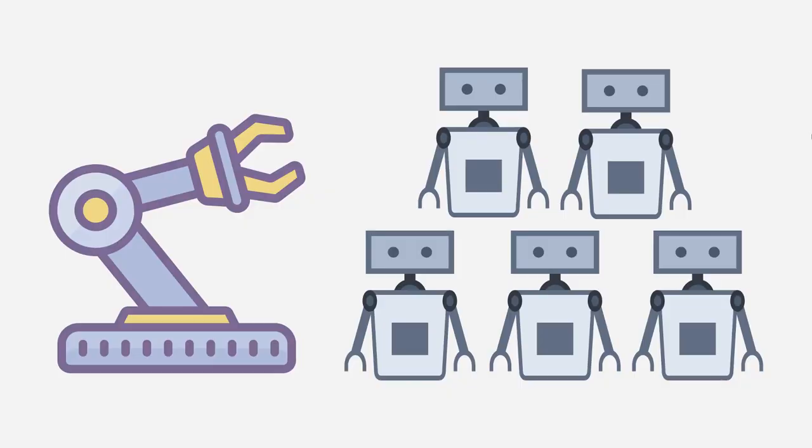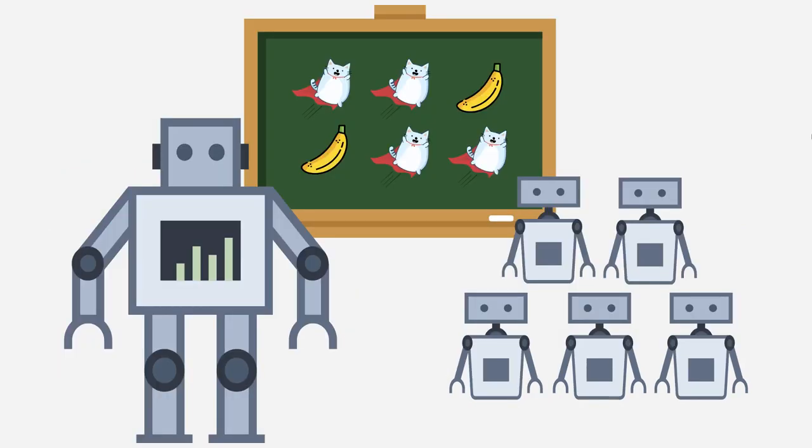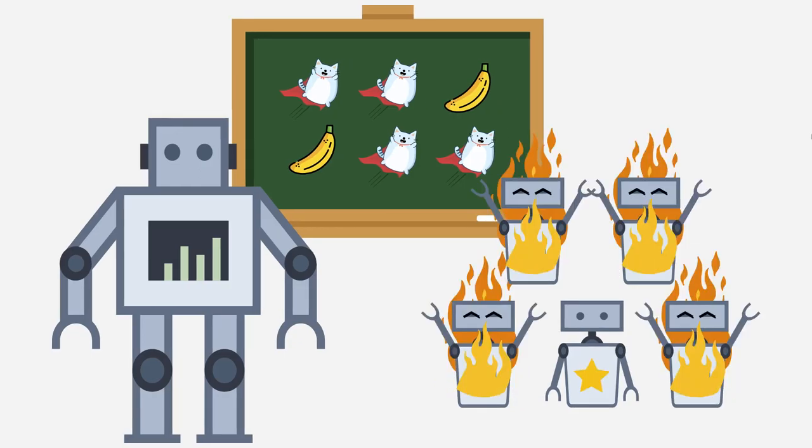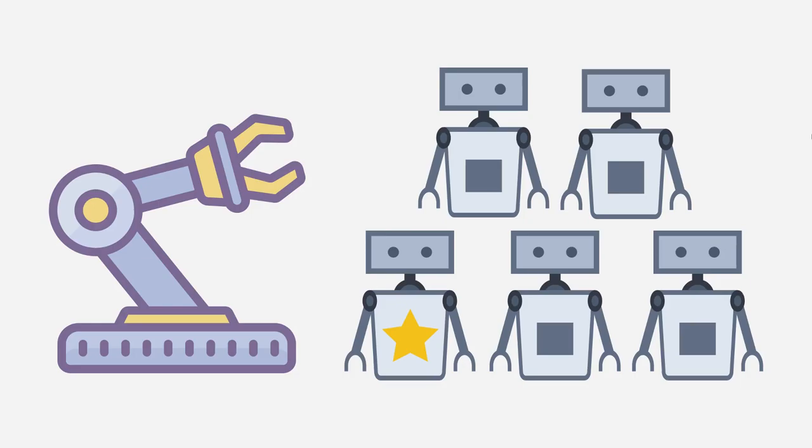So, our builder bot's going to make a bunch of student bots, mostly at random at first. Student bots are going to the teacher bot, and the teacher bot is going to test them and see which one is best at picking out pictures of cats. And that one will get a gold star. The rest will be brutally murdered. Now, the gold star one will go back to the builder bot, and the builder bot will create more bots based on slight permutations of the winning bot.